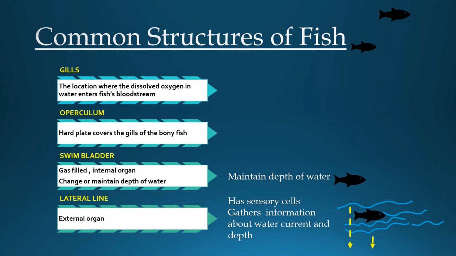Now, the operculum. What is an operculum? It is the hard plate that covers the gills of the bony fish. Next is the swim bladder. The swim bladder is a gas-filled internal organ. It changes or maintains depth in water. The main function of the swim bladder is to maintain depth in water.